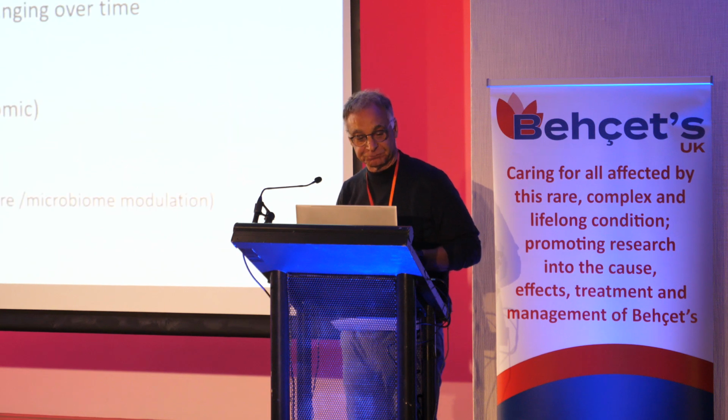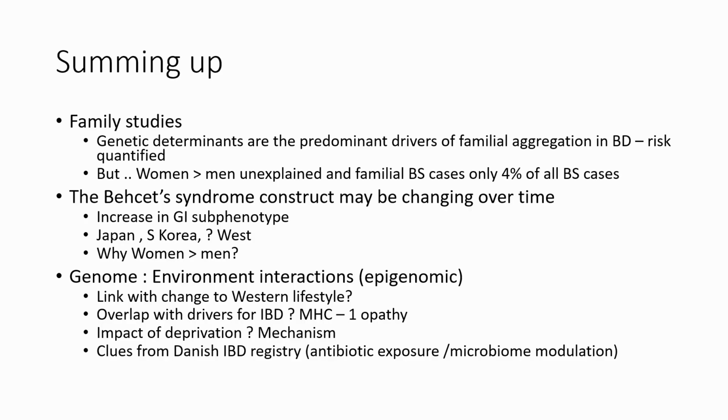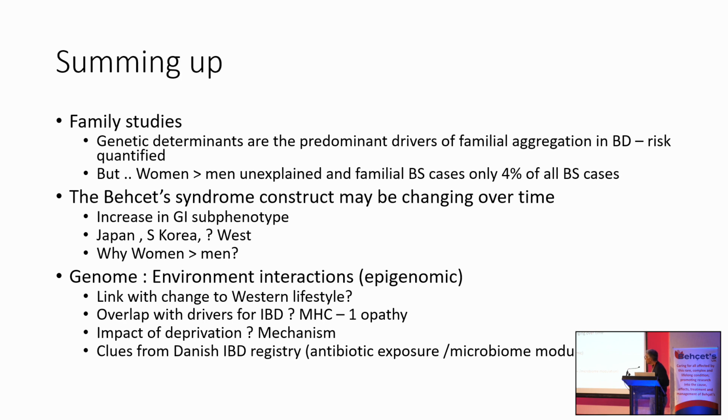What's driving that? So summing up all of this information that we've heard, genetic determinants are the predominant drivers for familial aggregation of Behçet's syndrome, and we've been able to quantify the risk of that in South Korea. It will be different in England, but we could potentially and conceivably do that with a proper registry. There's more cases in women than in men, and that appears to be a phenomenon that's emerging in Japan, present in the West, but not recorded in the Middle East.